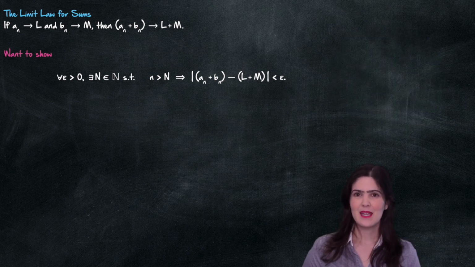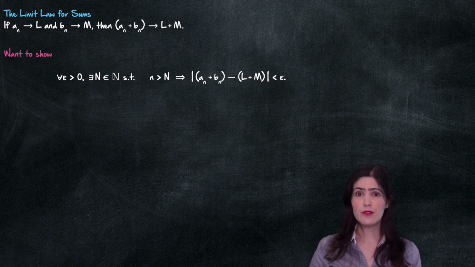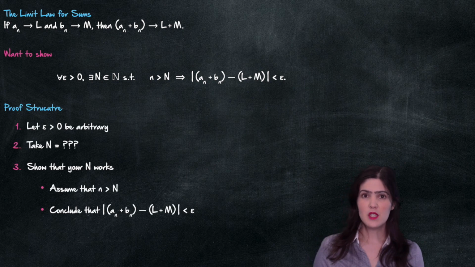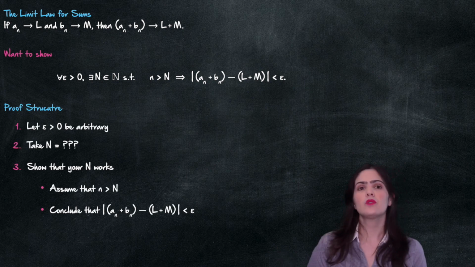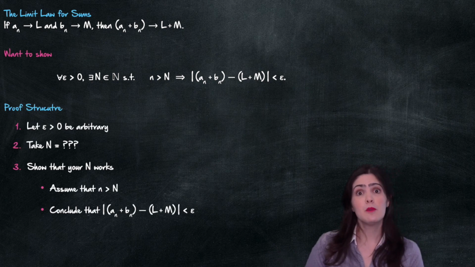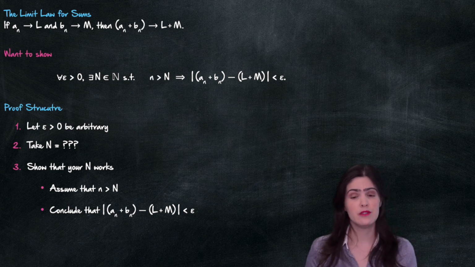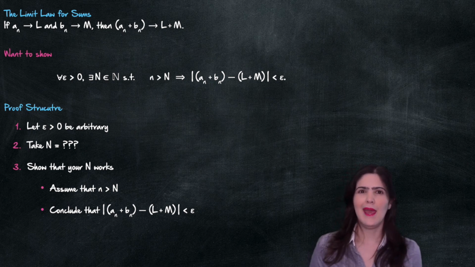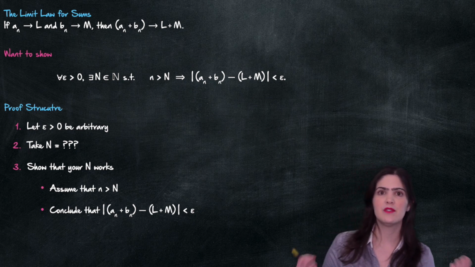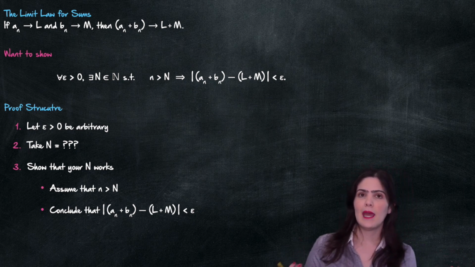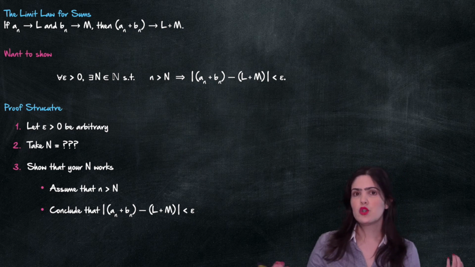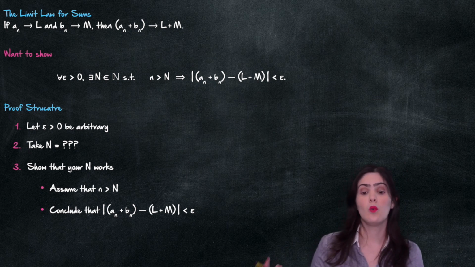Welcome back. So let's see if your proof structure looks similar to my proof structure. Okay, so this is what I think we should do. We should first fix an arbitrary epsilon, which is a positive number. Then we need to take n equals something, right? Because remember, we want to show for every epsilon there exists an n. So we need to take n equals something, and then I need to show that my n works.